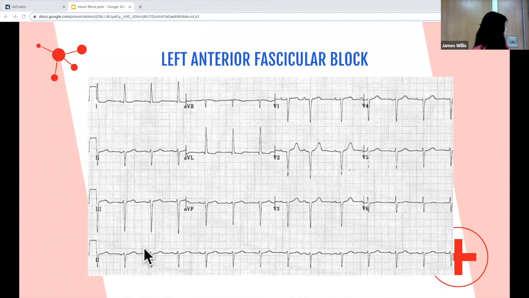So I like repetition, so that's why I do this a lot. So the left anterior fascicular block, basically you knock out the anterior, you're only working on the posterior, and the general direction of the posterior is kind of going this way. So basically you're going away from the inferior leads, which is negative, and towards the lateral leads, which is positive.